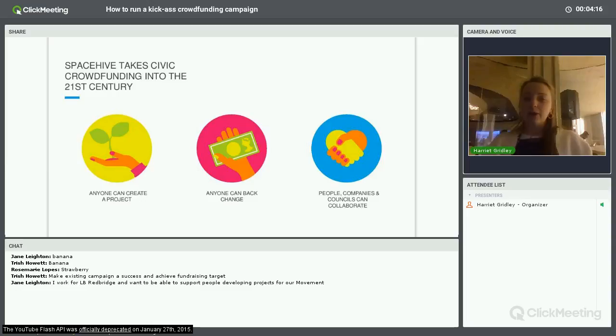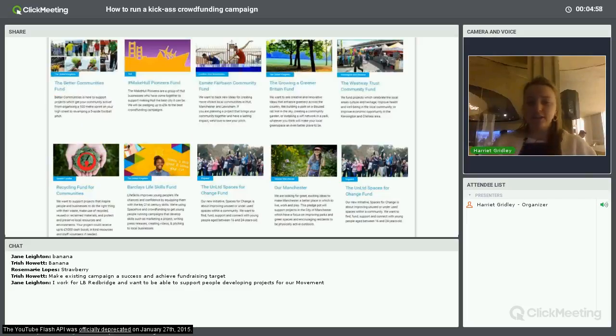And at Spacehive especially, we've designed a model where anyone can create a project on Spacehive. You could be an individual, you could be a community group, maybe a business, and absolutely anyone can back a project. So it doesn't matter who or where you are, you can always donate to a project that is important to you. And where we really stand out is we have companies and councils and organisations that have come on board to put up a large selection of funding pots. So what we've done is we've taken traditional crowdfunding and combined it with grant applications in order to make it even easier for you to hit your target. These are some of the funds that are available on our platform. Some of them are specific to geographical locations, others are specific to themes, and others are just UK-wide in general.